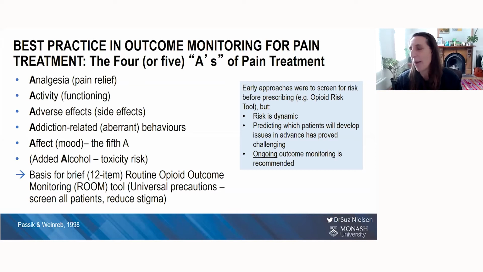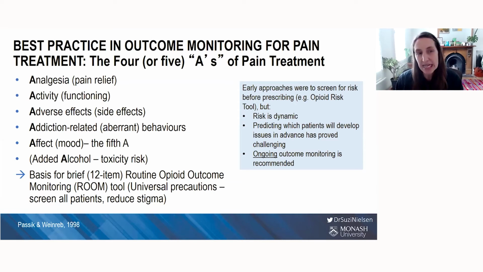So analgesia. Are people getting meaningful pain relief from the opioid medicines? Activity, so how are people functioning? What are they able to do with the opioids that they wouldn't be able to do otherwise? And how are the opioid analgesics contributing to quality of life? Adverse effects, so side effects, obviously, again, very important when we're talking about quality of life. And also addiction-related or aberrant behaviours. I know that the term aberrant behaviours isn't one that's very popular, but that's the domain where people might be experiencing problems, starting to develop addiction-related side effects with opioids.